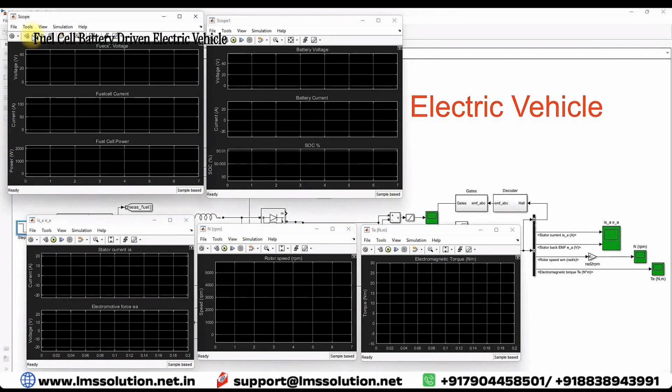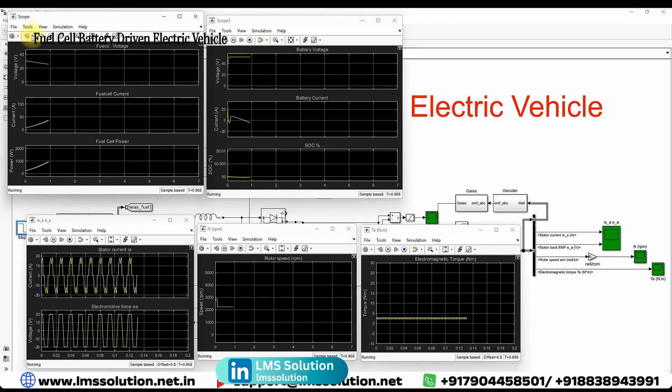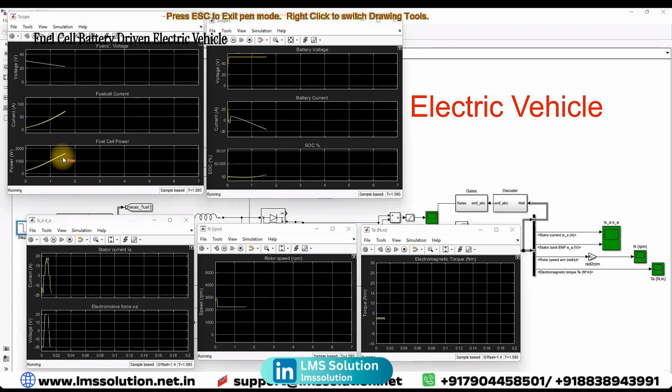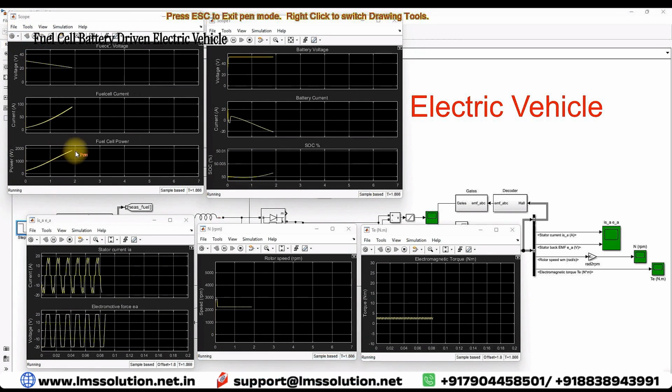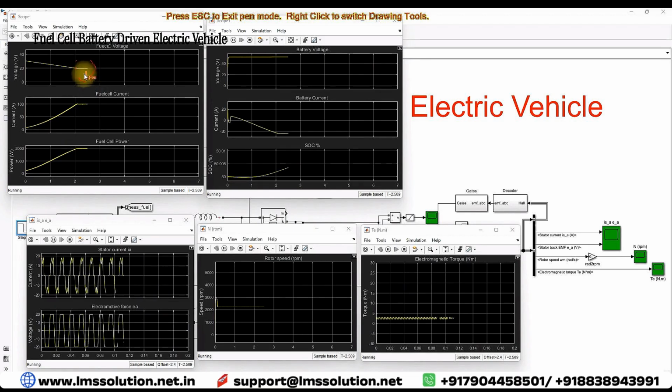Here we are changing the fuel cell pressure from 1 atmosphere to 0.5 atm. Now we can see that fuel cell power is extracted towards 2000 watts, because at 1 atm it will generate maximum power of around 2000 watts. Here you will see that the fuel cell voltage will be 20 volts and current will be 100 amps.